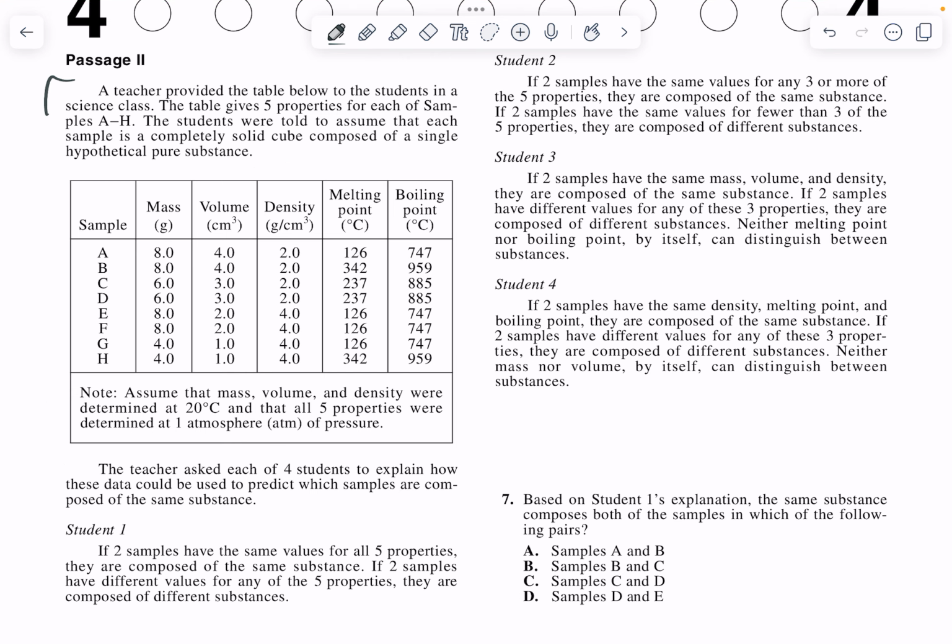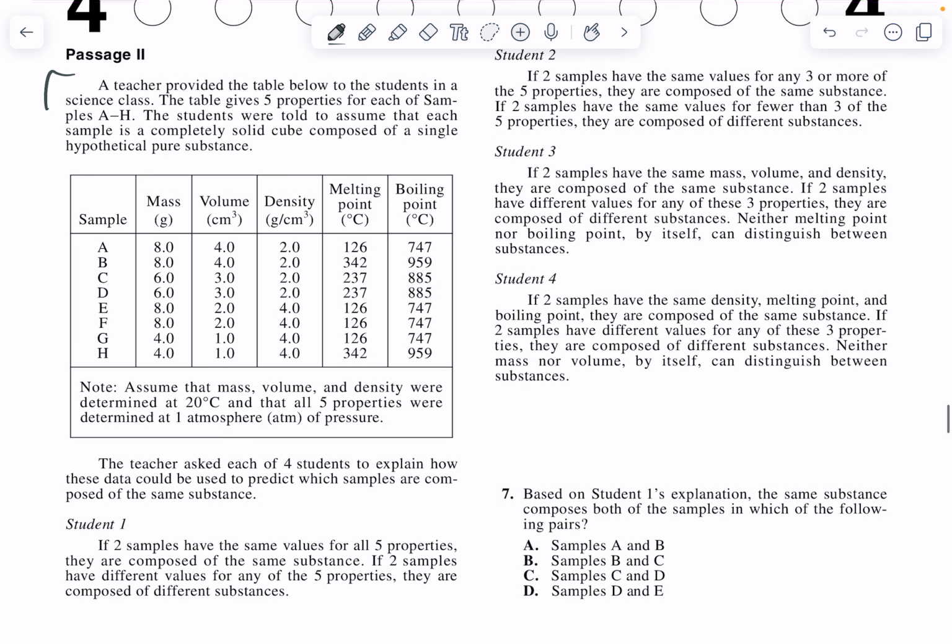The teacher has some data, the students are looking at data, and they're trying to say, hey, here's how you can pick what's the same. So let's jump straight into the questions. We're not going to worry about the students right now, reading all 4 of them. First of all, it's a waste of time. Second of all, we'll possibly get confused about, wait, was that student 2 or 3 that said this thing? And end up having to read it anyway. So let's go to question 7 here.